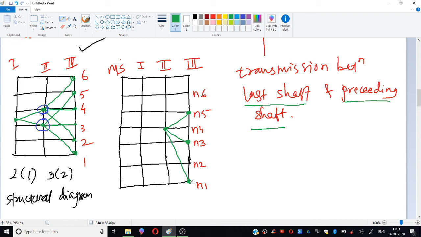Now this is regarding shaft 2 and 3. Again on shaft 2, we have the next preceding point, which is this. Now here it was N4. Now here we are getting N5. That is fine. After that, the next point on shaft 1 is somewhere here at this point, but we are not going to deal with this.